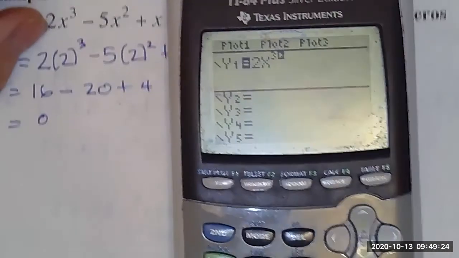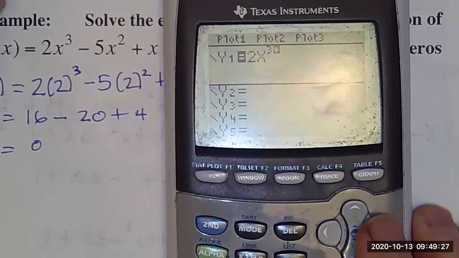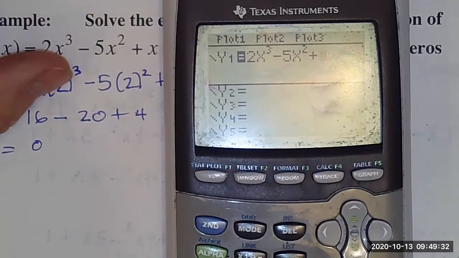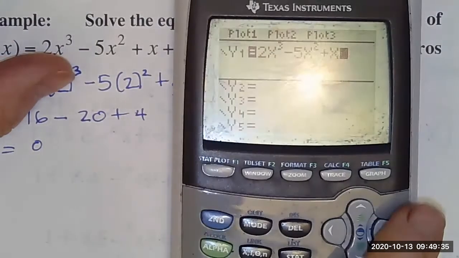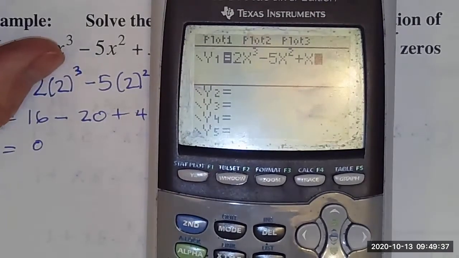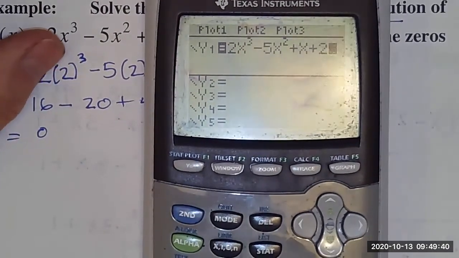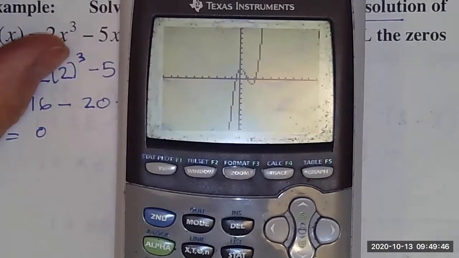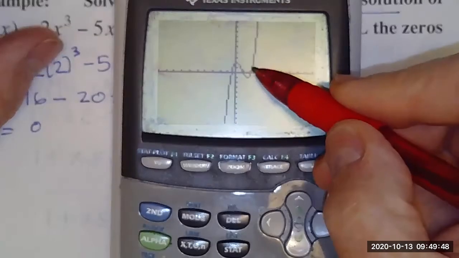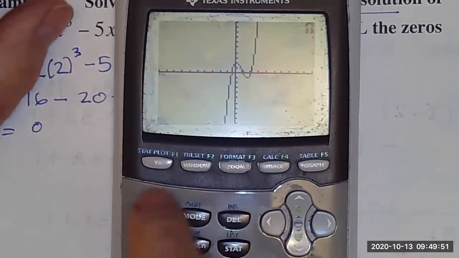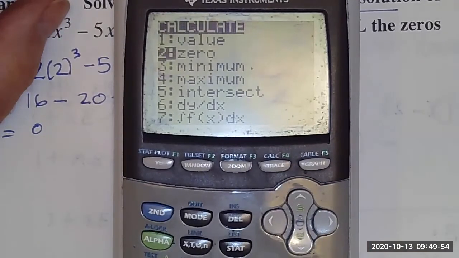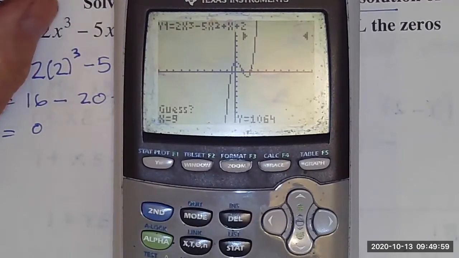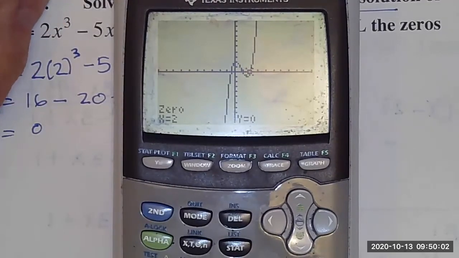So 2x cubed, and then subtract 5x squared plus x plus 2. Okay, zoom standard. So what I'm saying is there's an answer right there too. Okay, how would you find it before? Let's do 0, 1.5, and 9. Yeah, okay, so 2 is an answer.